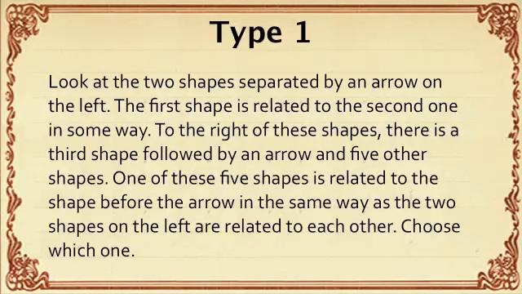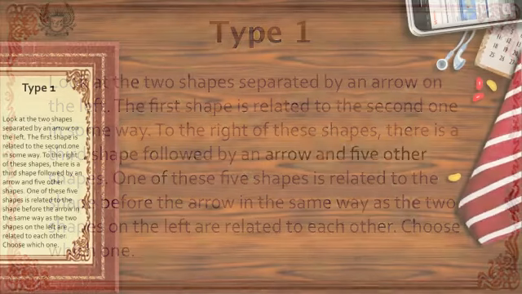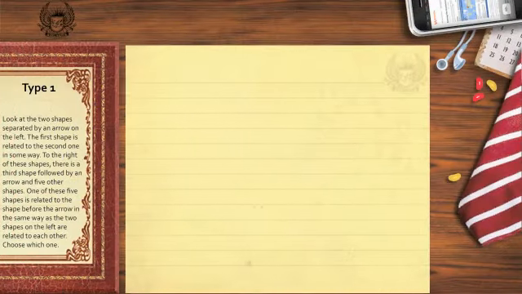Type 1. Non-verbal reasoning. Look at the two shapes separated by an arrow on the left. The first shape is related to the second one in some way. To the right of these shapes, there's a third shape followed by an arrow and 5 other shapes. One of these 5 shapes is related to the shape before the arrow in the same way as the two shapes on the left are related to each other.